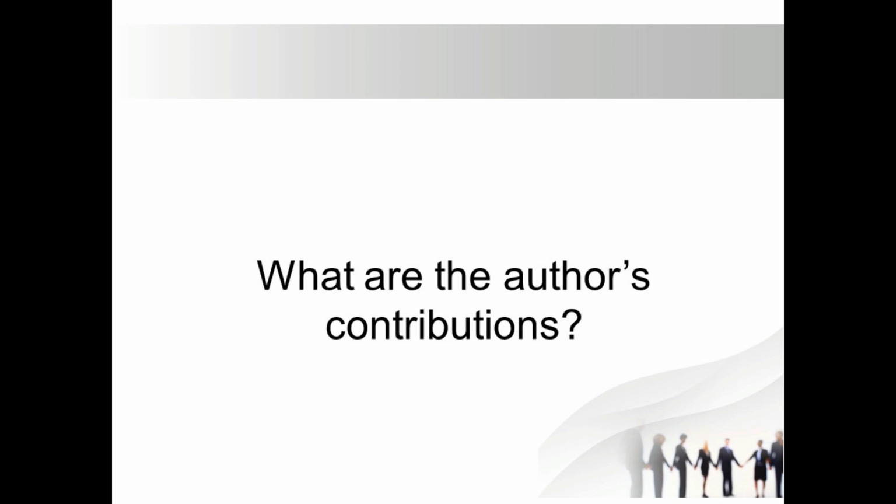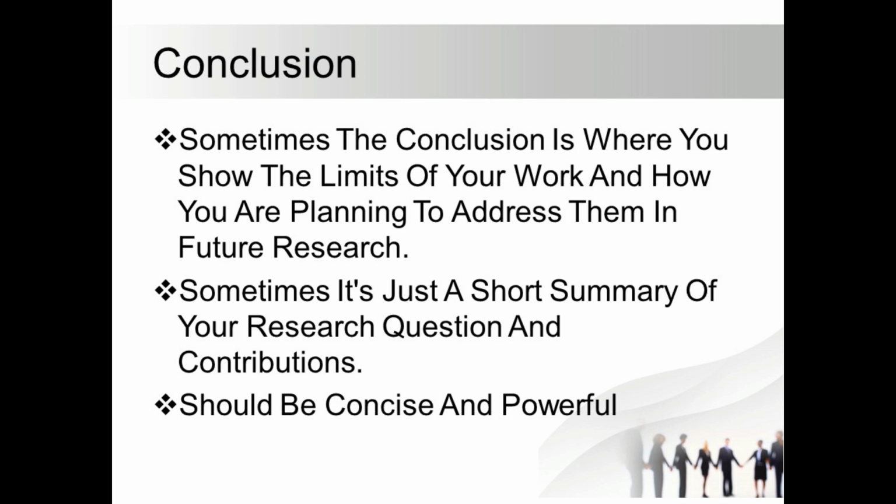Finally, the last element of your paper is the conclusion. What form the conclusion takes can differ a lot depending on the journal and on your specific discipline. Sometimes the conclusion is where you show the limits of your work and how you're planning to address them in the future research. Sometimes it's just a short summary of your research question and all contributions. It really depends. In any case, the conclusion should be concise and powerful in case it's the only thing people read. Like several other pieces, we'll get back to that point in an upcoming lesson.